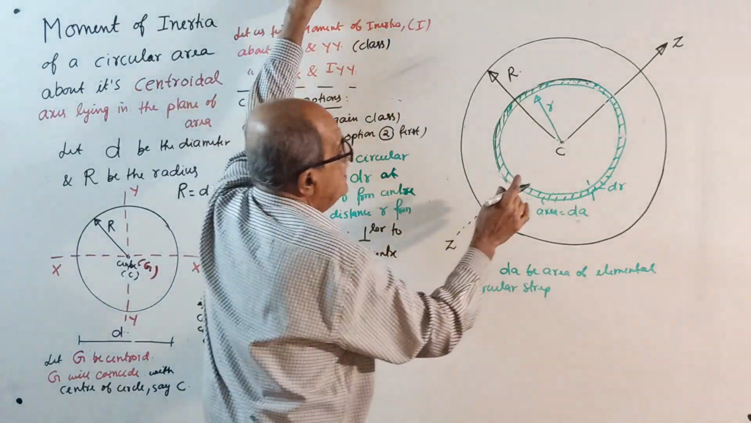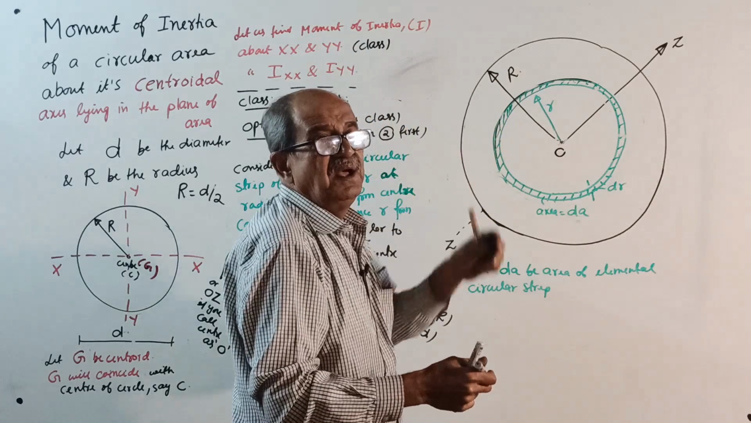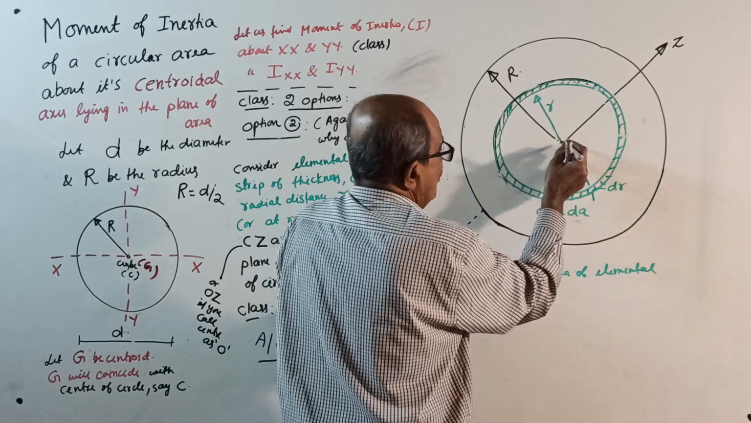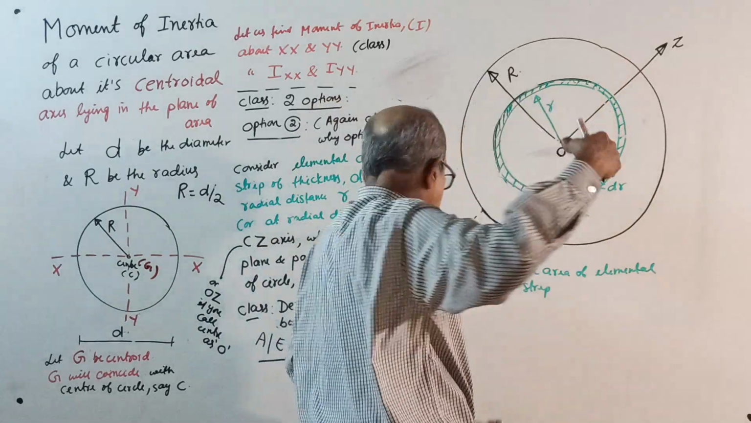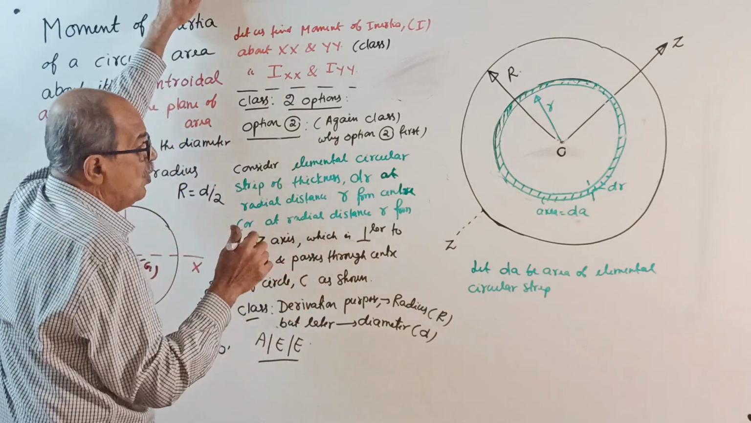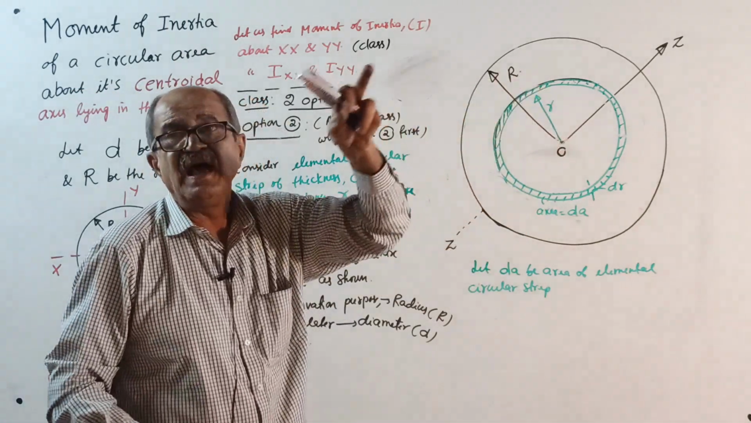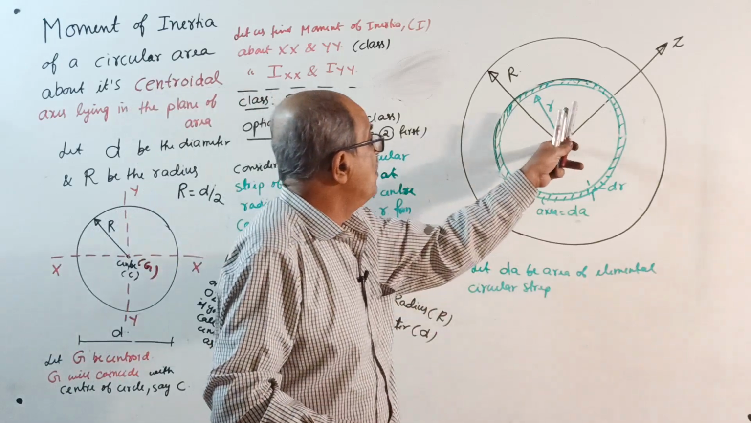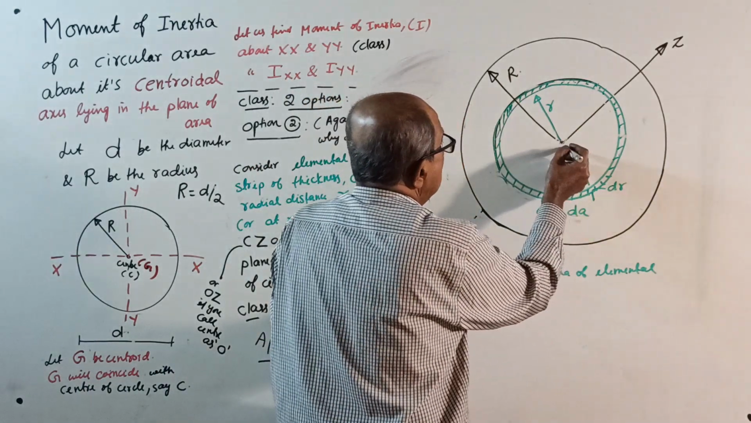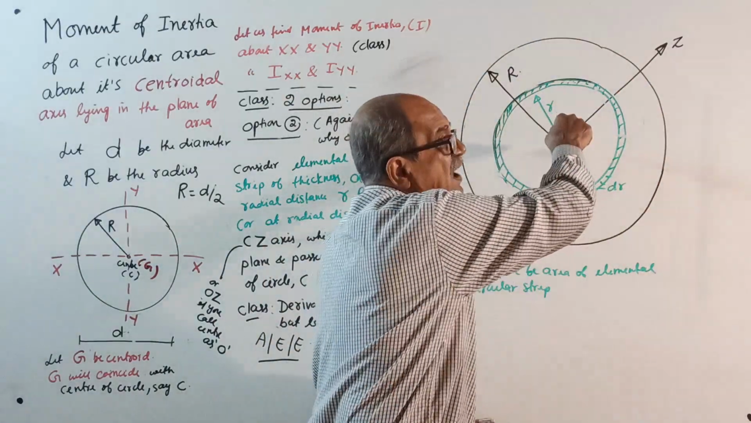You can either call it CZ or OZ. Suppose you don't like CZ: if I call the center O, you write OZ. But usually we take the center as C, therefore CZ. CZ or OZ or ZZ, this way. Class, note one thing: since you are taking distance r from the CZ axis, you will get the moment of inertia about the CZ axis now, not about XX or YY. That is the axis perpendicular to the plane passing through the center.